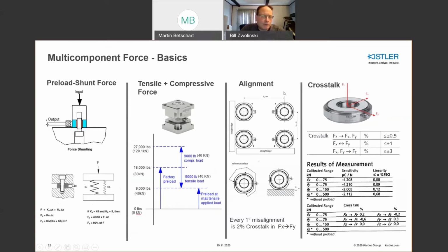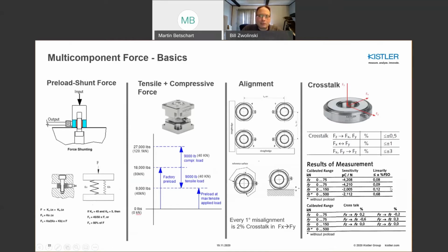I also referred to alignments. Sensor alignments are rather critical. Putting together sensors and making sure they're aligned really gives you the best crosstalk. I show an example here where 1% misalignment in X and Y would give you, say, a 2% crosstalk. So quite important. Now, these sensors look round, but if you take a close look, they actually have flats on these sides. The flats are actually used to do the alignment of the sensors, which is a very helpful tool.